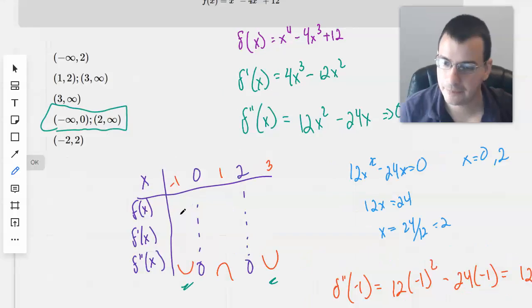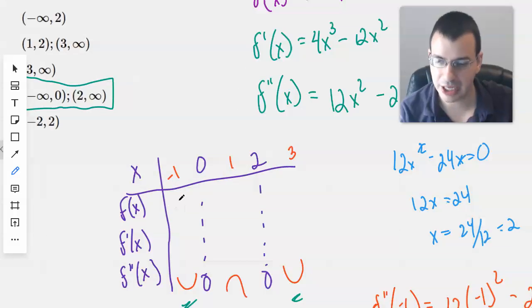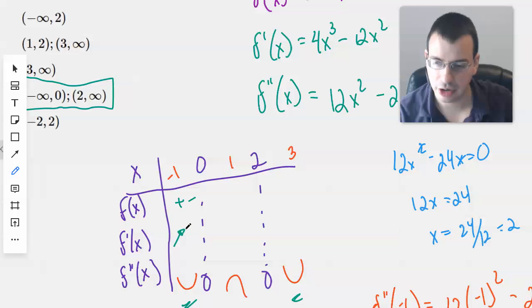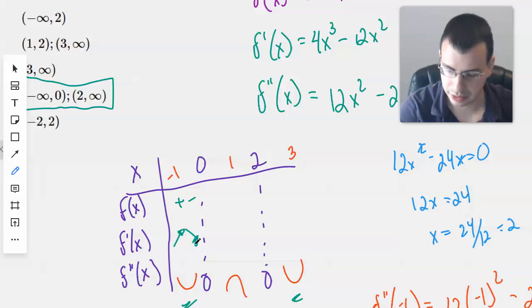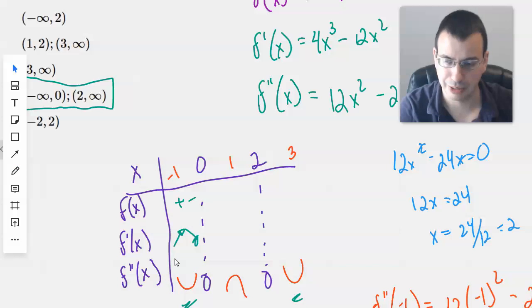Again, when I do these tables, the symbols I usually like to use are plus, minus, arrow up, arrow down. It just helps visualize what's going on. But we didn't actually find those, so I probably shouldn't draw them in.